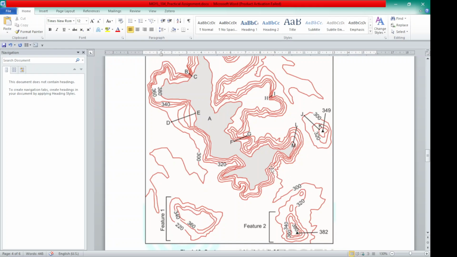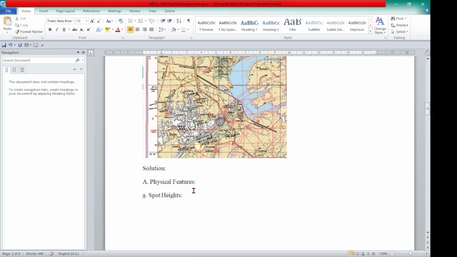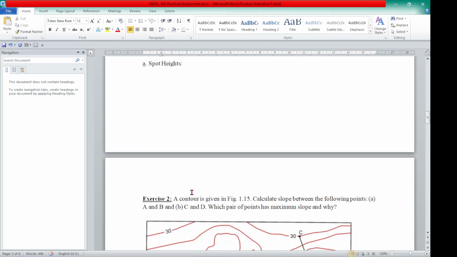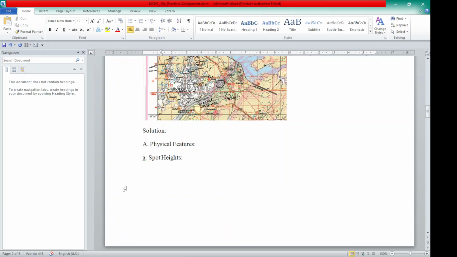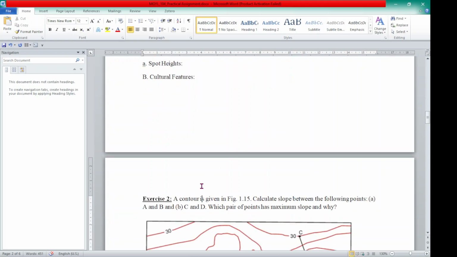So with this, our first exercise is completed, and we have to just note down the different physical and cultural features that we have seen within that contour map. All right, so we will stop here with this exercise.